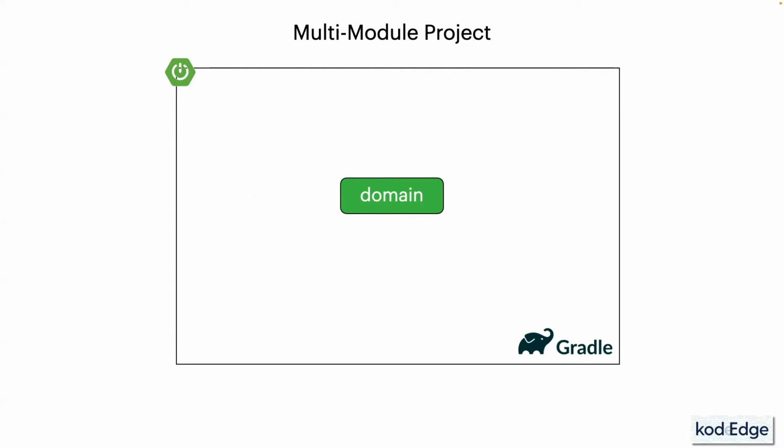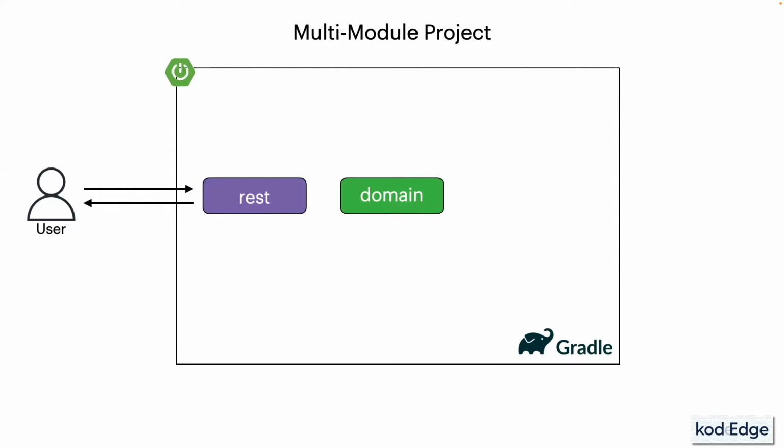The next module will be the REST module. This module will expose the public APIs. It will handle all user requests. So the build.gradle file of the REST module will include a dependency on the domain module, as it will rely on the domain module to fetch exchange rates.